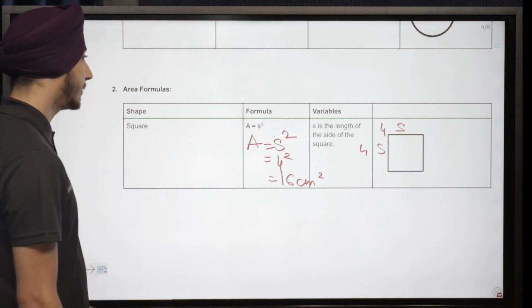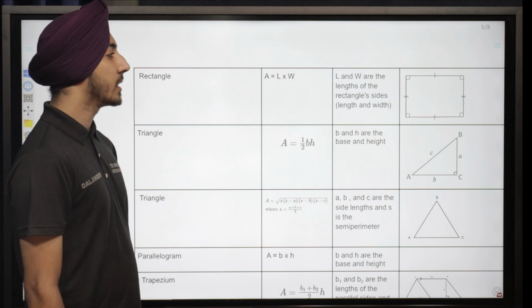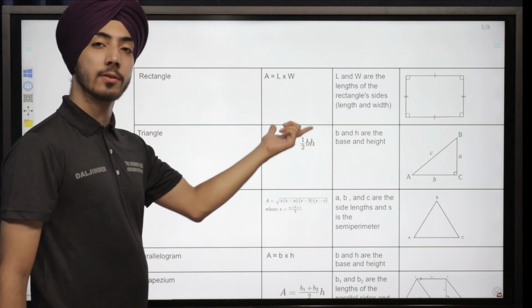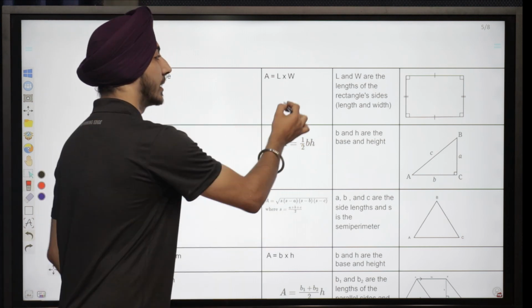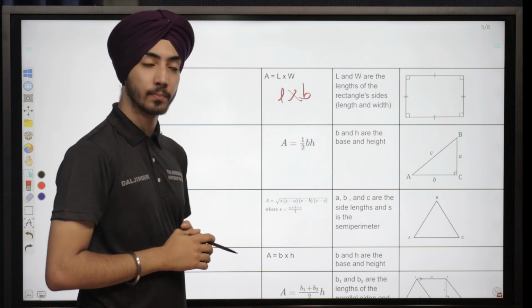Now let's look at the next figure. Here we have rectangle. Rectangle we have already discussed. So rectangle has length and width, right? Now its area is also similar to square, but the only difference is one side is elongated. So we write it down as length into breadth or length into width.